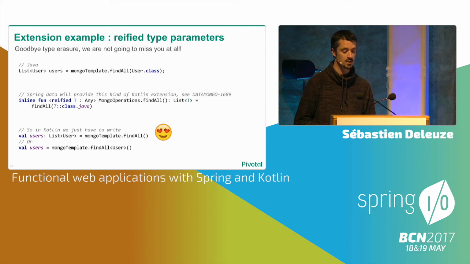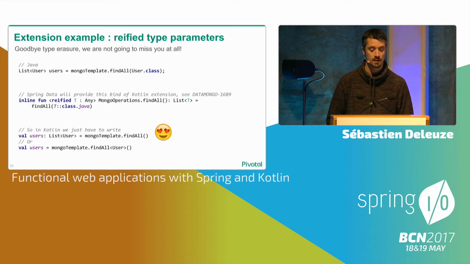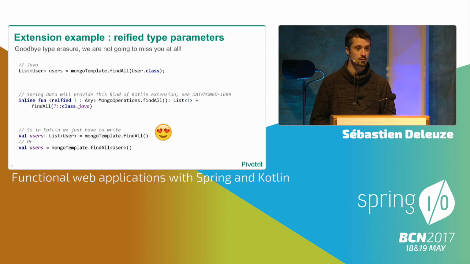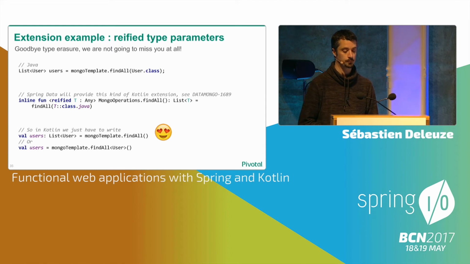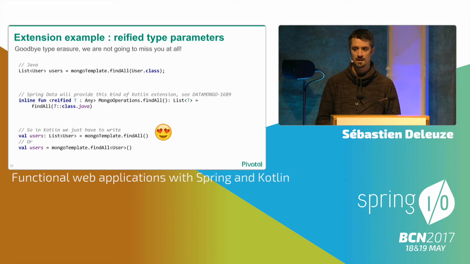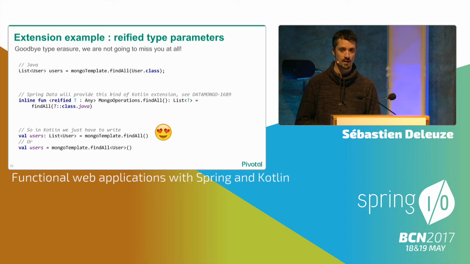the generic parameter of list with Kotlin. So that's a way to avoid the type erasure issue, and that allows us to write a simple mongoTemplate.findAll, and it avoids us to repeat the User type information. So when you write code with RestTemplate, WebFlux, or Spring Data, that allows much shorter code.